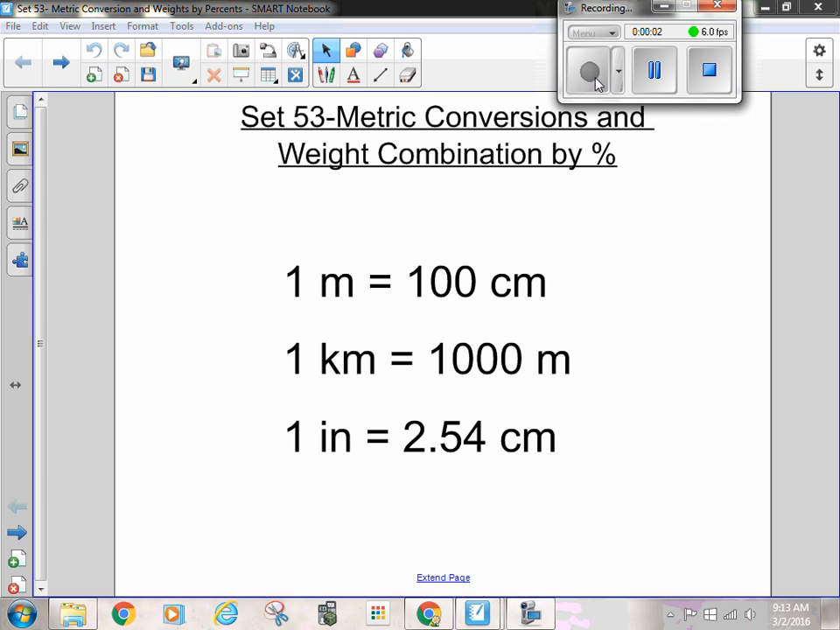All right, guys, here we have metric conversions in set 53 and then weight combinations by percentages. Metric conversions are very similar to our US conversions that we've been doing. These three that are listed here are the three that you're going to need to remember. If you don't know these off the top of your head, which is fine, you are going to want to write them down and then you're going to need to memorize these. Okay? All right, let's get to it.